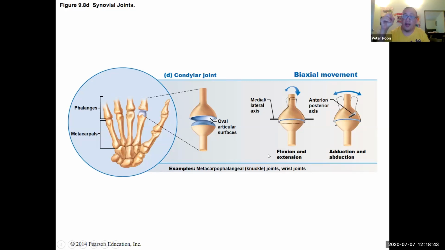This is commonly known as your knuckle joint. I will not accept knuckle joints on the test. I want you to call them by what they're actually scientifically called: the metacarpal phalangeal joints. So this is the metacarpal, and this is the phalange. So metacarpal phalangeal joints.